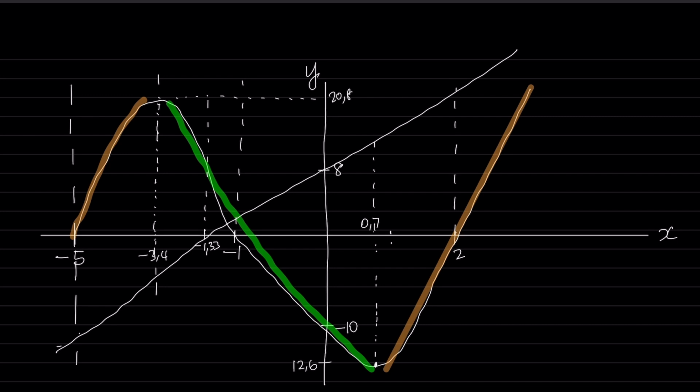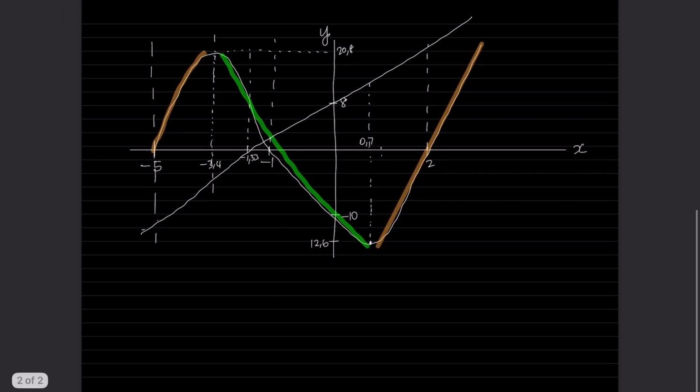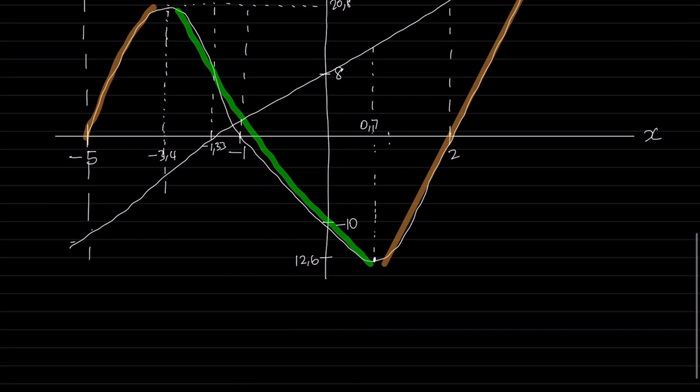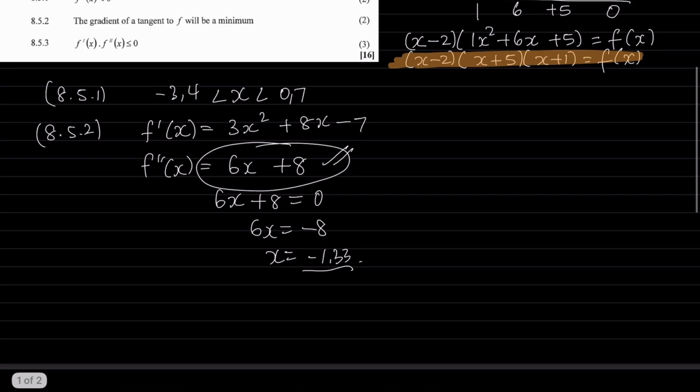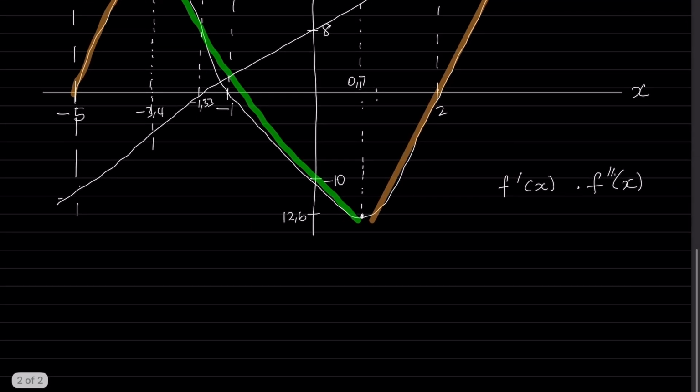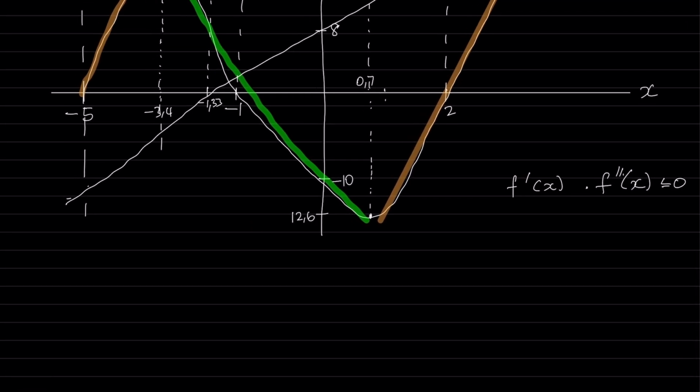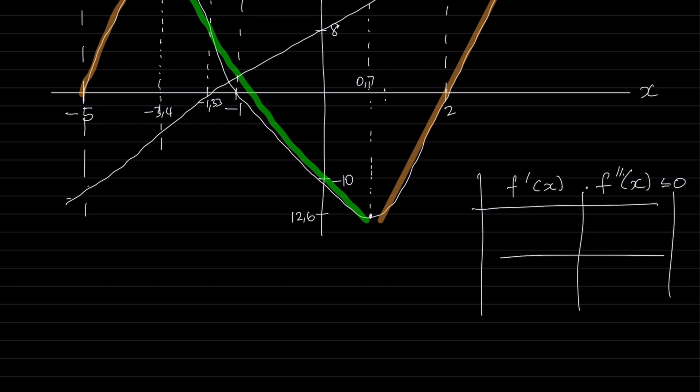Okay. Now I'm gonna use a table method, and you'll see how I solve this now. So f prime x and then f double prime x, and that needs to be less than or equal to 0. Now how can we get the product being less than or equal to 0? Well, if this is positive and that's negative, or if this is negative and that's positive.